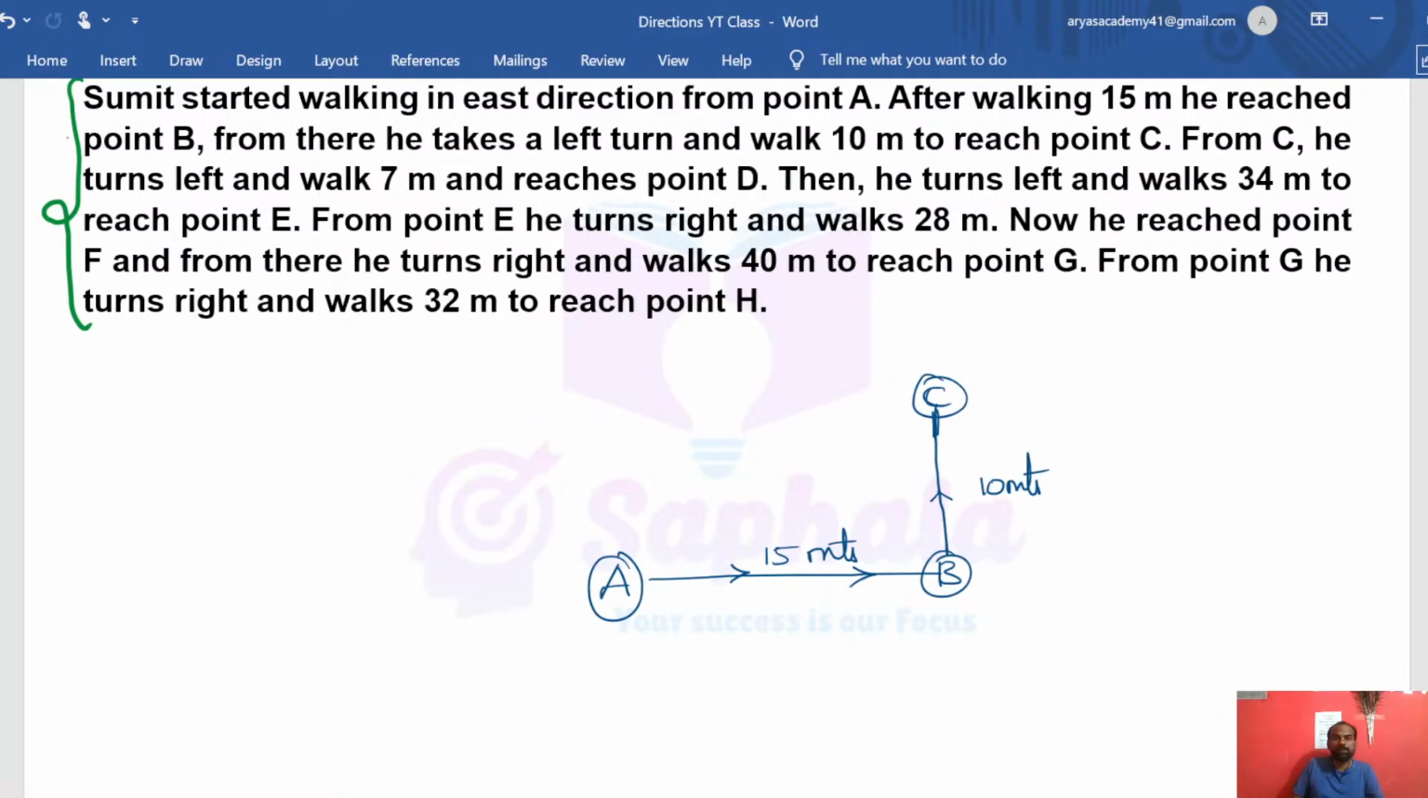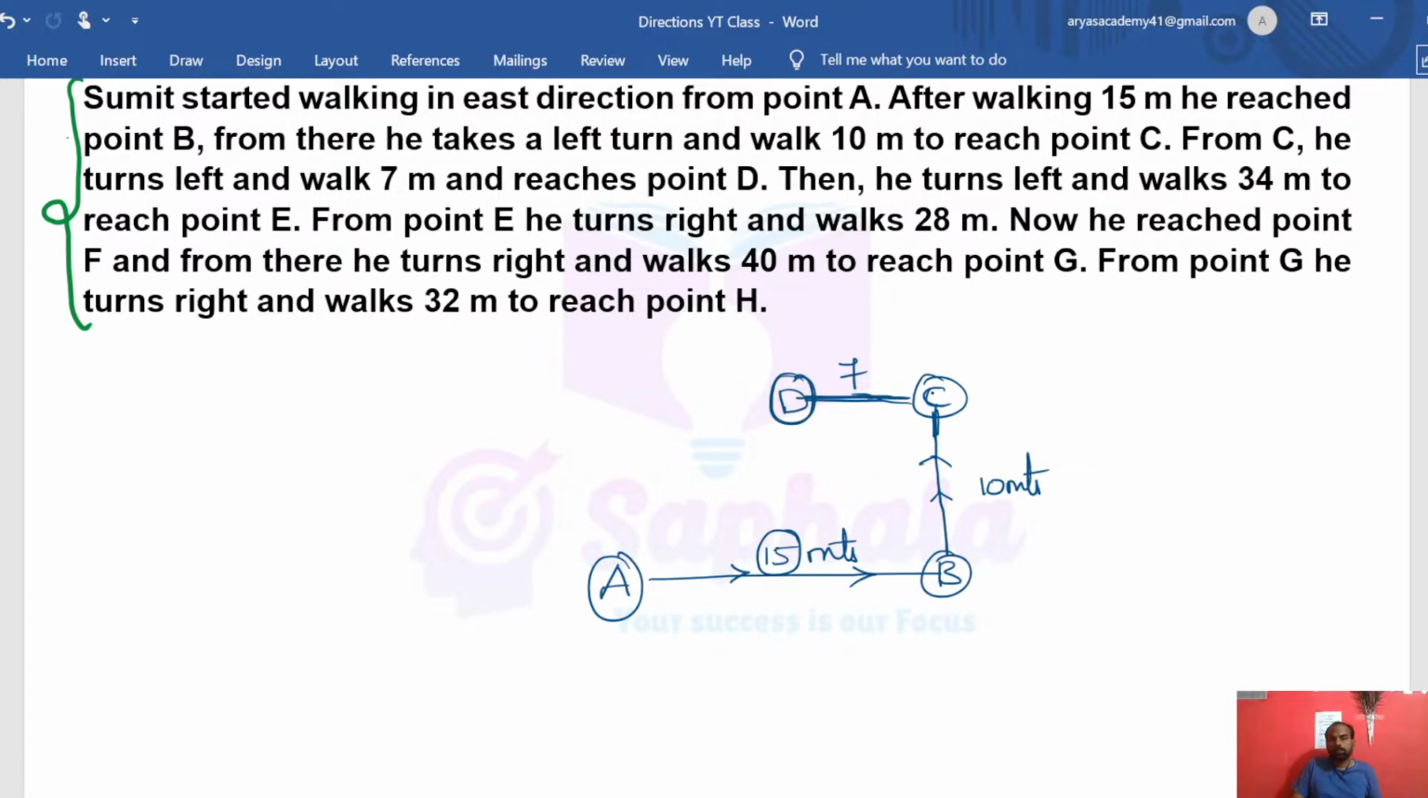Point C is here. From C he turns left and walks for 7. So as we are going this way, turns left means I have to go towards west and walk for 7 only. Here how much? It is 15. So 7 means it has to be less than that, right? So this is 7. Walks 7 meters left, okay, and reaches point D. Here comes point D.